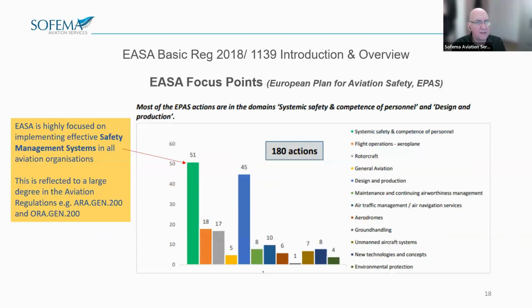In fact, this is reflected by this chart which shows the activities, or rather actions, that have been put into the European Plan for Aviation Safety. Something like 180 action items.